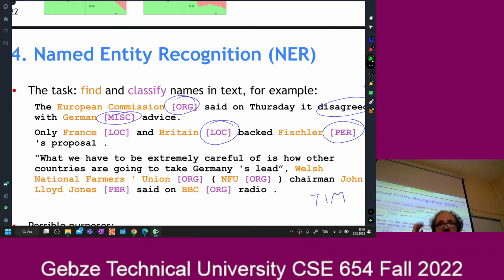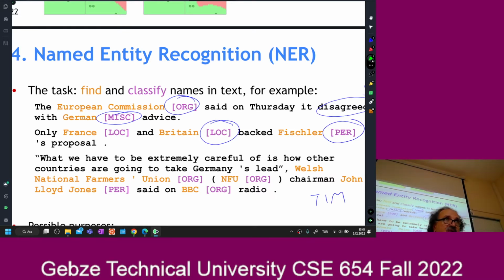Then you say, okay, you are talking about that. The others: this is a simple data mining, question answering or information retrieval example. What are the organizations? What are the persons? What are the locations in my data set?